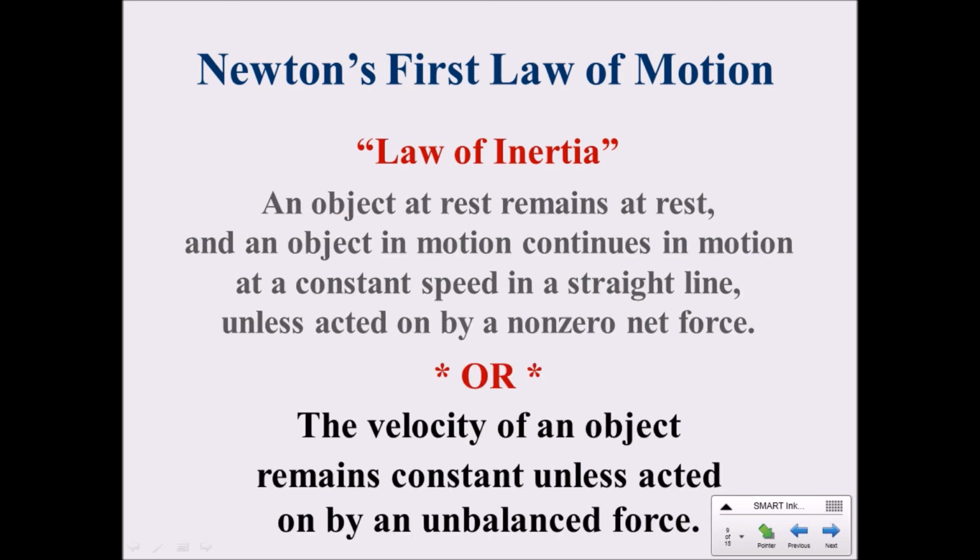The velocity of an object is constant unless acted upon by an unbalanced force. And that actually has both pieces in it. An object that's at rest, that's a velocity of 0. So an object at rest has a velocity of 0. It stays at a velocity of 0 unless there's an unbalanced force that acts on it. And an object in motion will continue in motion at a constant velocity unless there's an unbalanced force acting on it.